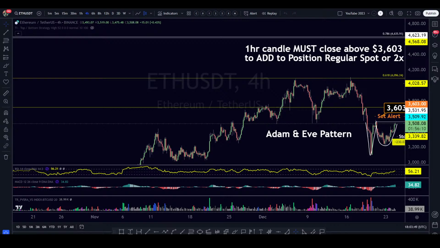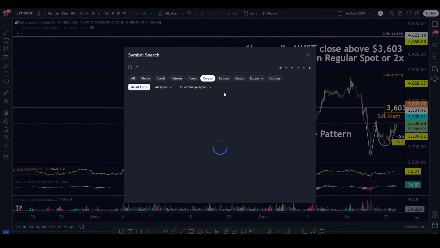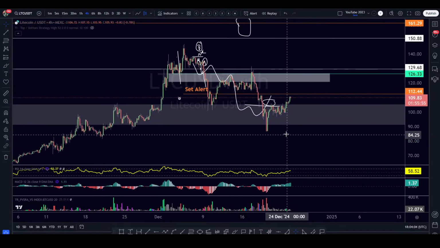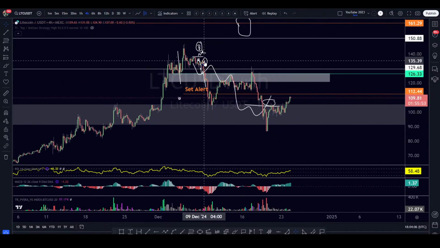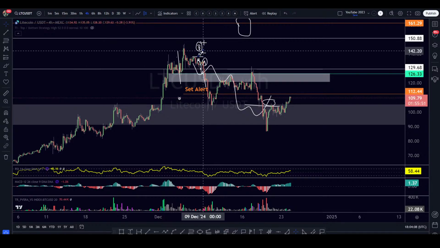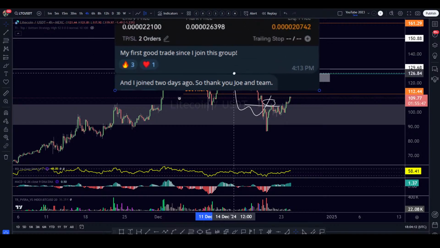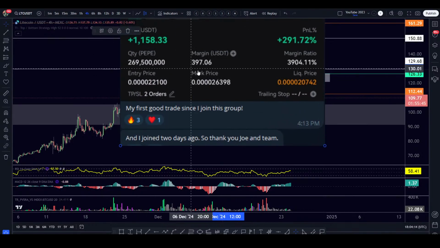So right now what we're going to do is we're going to finally go to the Litecoin USDT. And let's do just a regular chart. Litecoin on this one. We're saying plan A, plan B. Plan A was coming down. Plan B is coming up. And my first good trade says, oh, so this was from some time ago when we were looking at this one last time.